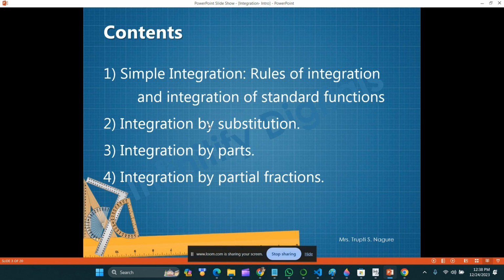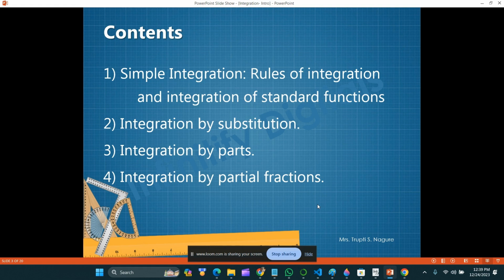Okay. And next last topic is integration by partial fraction. This partial fraction means what? In first semester we have already seen the partial fractions. Here we have to do integration of that part only. Means 50% process is already known to us, and we have to integrate that partial fraction. Okay, so these are four topics we have to cover in this unit.